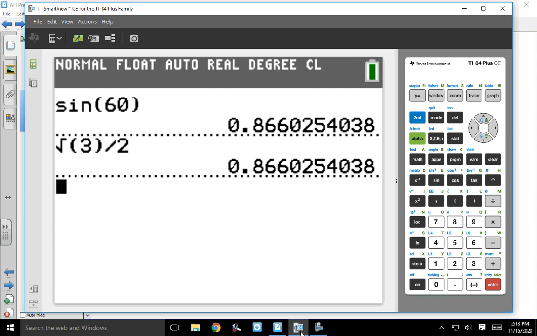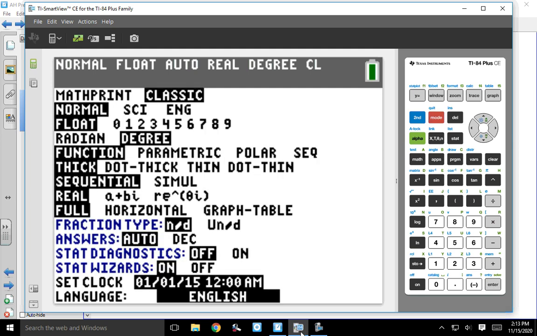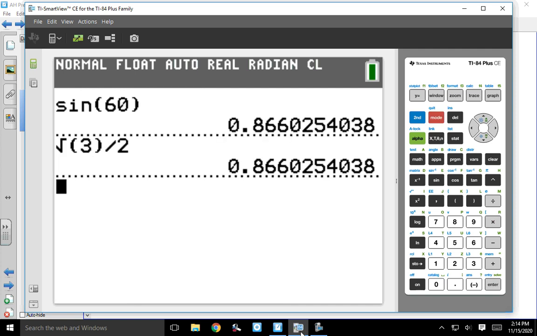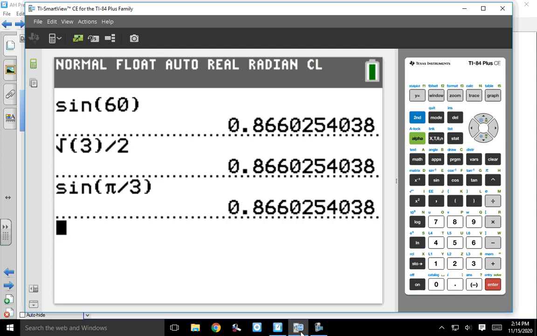Okay. Now let's compare that with the sine of pi over 3. If we go to our mode and we switch over to radian mode, and now take the sine of pi over 3. They want me to compare it with sine of pi over 3. And oh, check that out. We get the exact same thing. Looks like perhaps 60 degrees and pi over 3 radians must somehow be related there. Let's grab a picture of that.